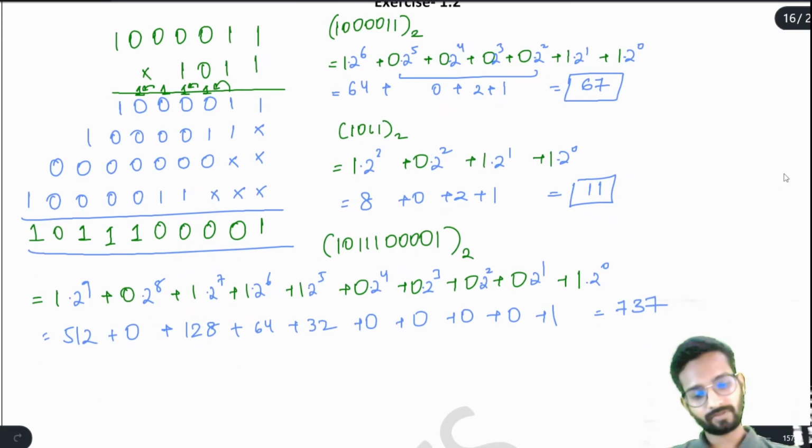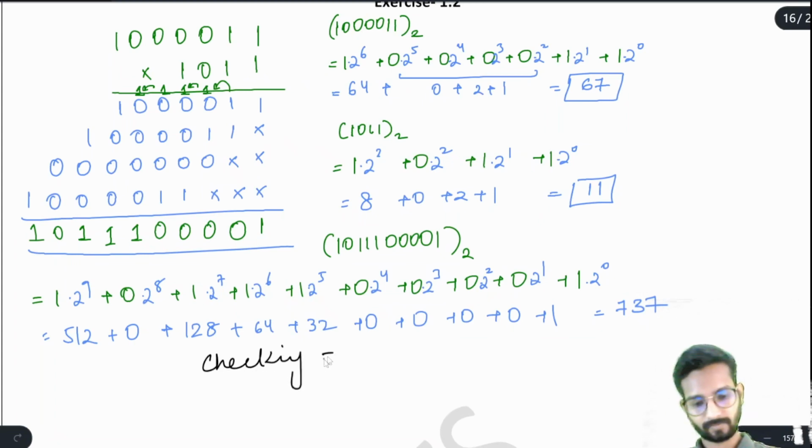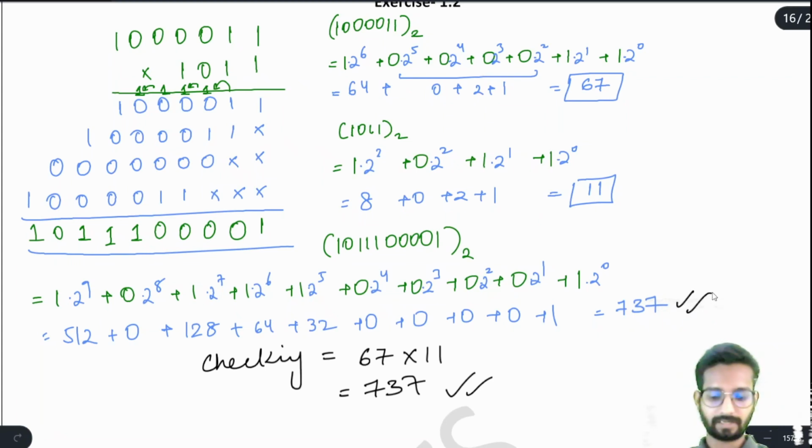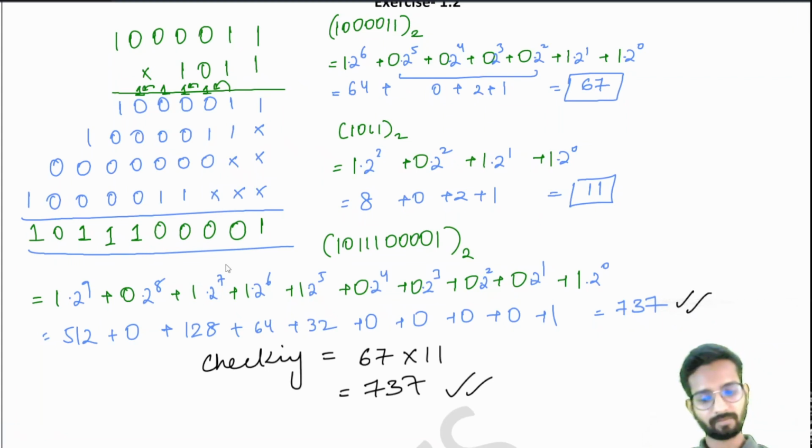How? The first two numbers we have to multiply. Therefore, we can write here, checking: 67 multiply 11, that is also 737. Therefore, our answer is correct. And whatever we have done here, binary numbers, multiplication, that is also correct.